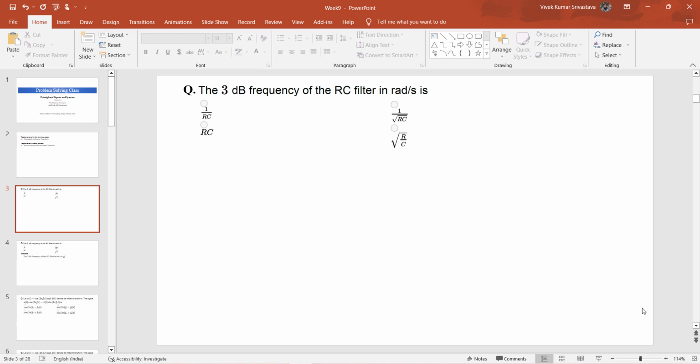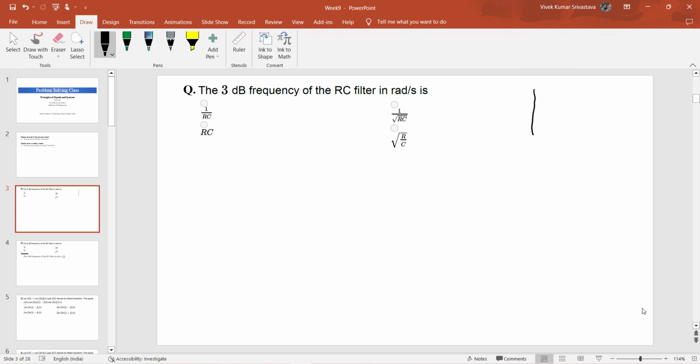Let us say a low pass filter. Here is the low pass filter, and this is the cutoff frequency, omega c. Below this frequency, omega c, the filter passes whatever input is applied to it to the output, and above this the response will be zero. So this is basically a low pass filter.